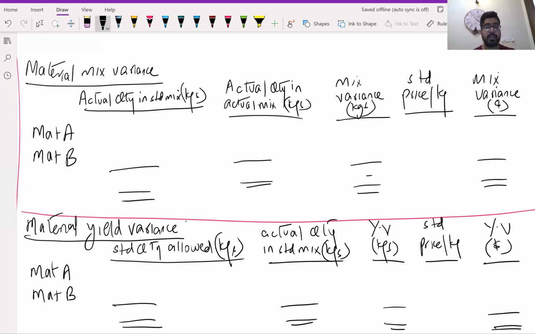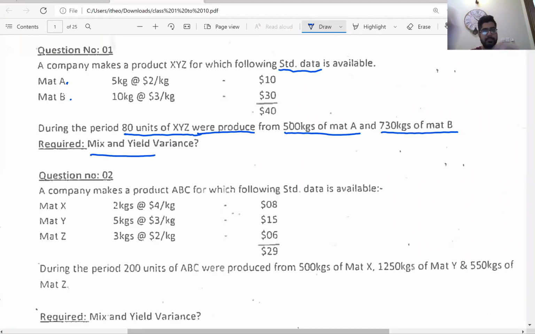This is what you should learn and go in the exam, because after this, the only issue will be the number entry. You just have to enter the numbers from the question, that's it. In this question, I was asked to find material mix and material yield variance. Question number 1: a company makes a product XYZ for which the following standard data is available. Material A, 5 kgs, 2 per kg, 10. Material B, 10 kgs, 3 per kg, 30. Total is 40. During the period, 80 units of XYZ were produced from 500 kgs A, 730 kgs B.